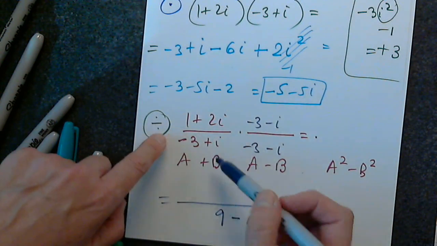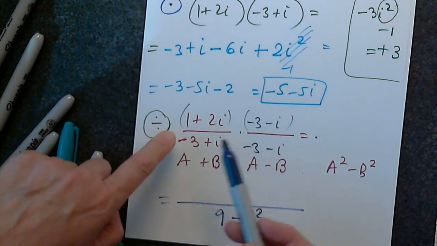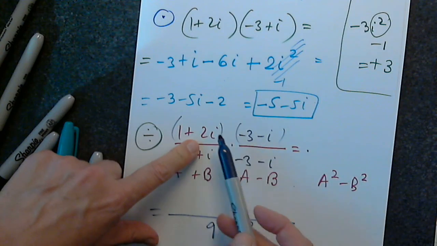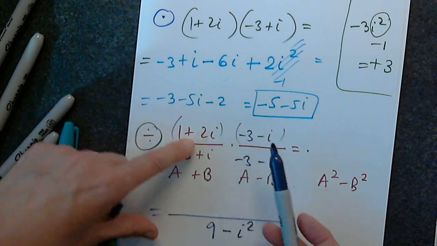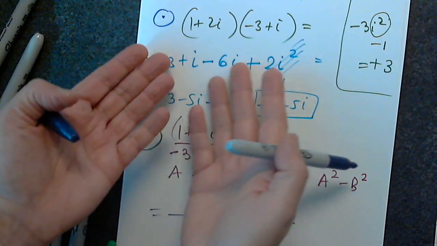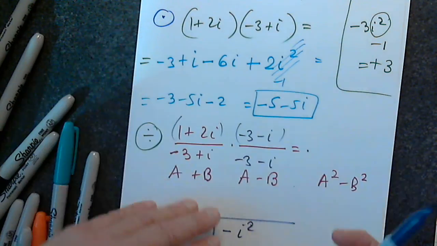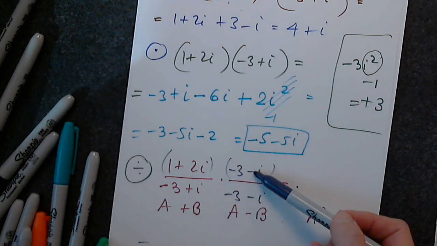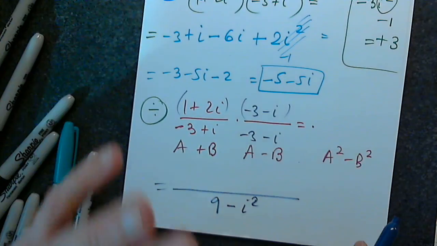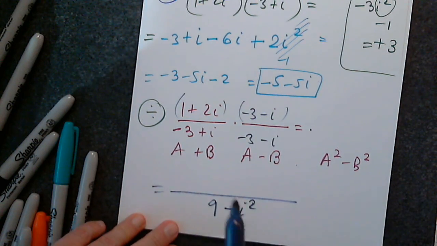So now, because I have to multiply the numerator: 1 times negative 3, and 1 times negative i, and 2i times negative 3, and 2i times negative 1. I already performed that. Just a minute ago, we multiplied those two. Oh, I'm sorry. No, we didn't, because it's different. Sorry about that. We have to start from scratch. Don't even look at that. Sorry, I forgot. This was the conjugate.